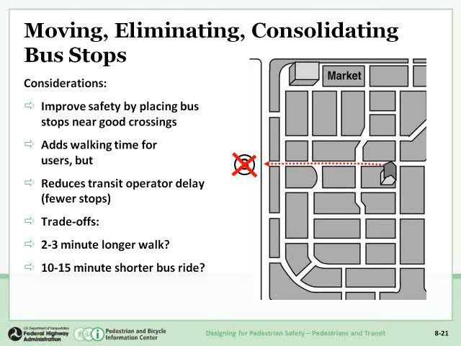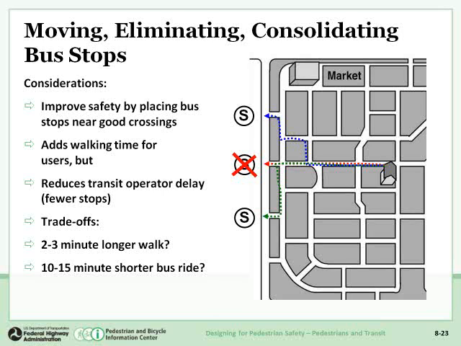So here's an example of how moving, eliminating, or consolidating bus stops may improve pedestrian safety. You see in this example right here, there's a mid-block bus stop, and that mid-block bus stop could be eliminated if there's other bus stops that are closer to intersections that may better serve pedestrians. And again, one of the things that you're really trying to ensure is that you're providing adequate crossings to bus stops. So in this case, you eliminate the mid-block bus stop, which would help eliminate mid-block crossings perhaps.